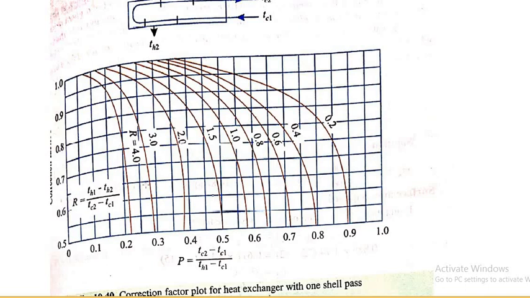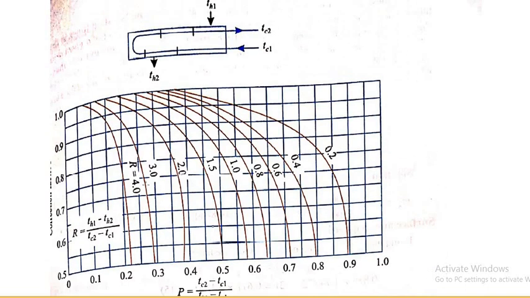So here we can see a shell and tube heat exchanger. The outer compartment is called the shell, and the flow through the inside tube is called the tube fluid. Now the cold fluid is entering through the tube and the hot fluid is entering inside the shell. So the hot fluid is the shell fluid and the cold fluid is the tube fluid.